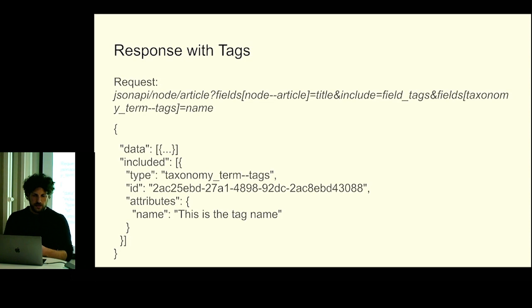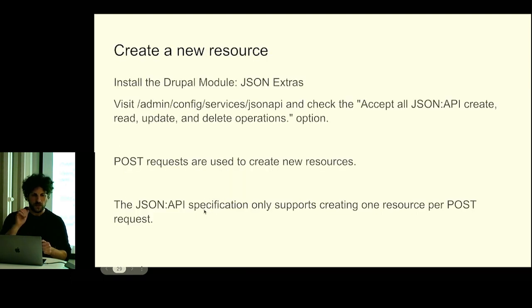In this case, I'm calling the tags, so I want to include the field tags, but I also want to see just one field of the tags. So again, I'm going to add the fields query parameter, with the taxonomy terms tags as the entity ID, and then the field. Under data, I will always have the node related data, and under included, I will have the type, which is taxonomy terms tags, the ID, and then under attributes, I will have just name, nothing else related to the taxonomy term.